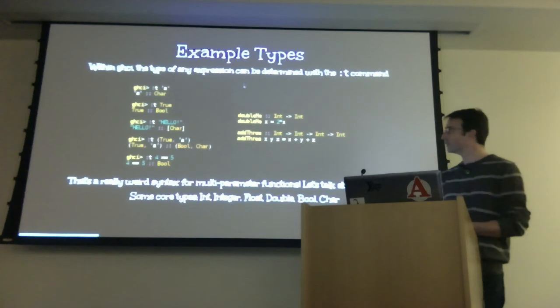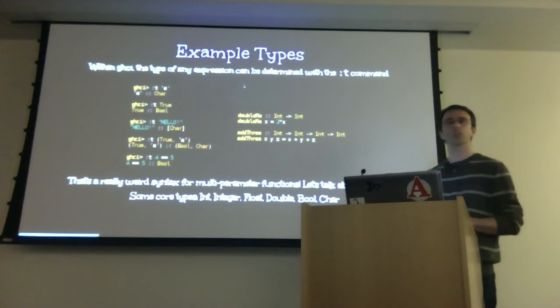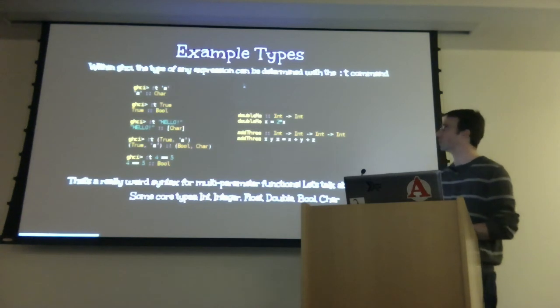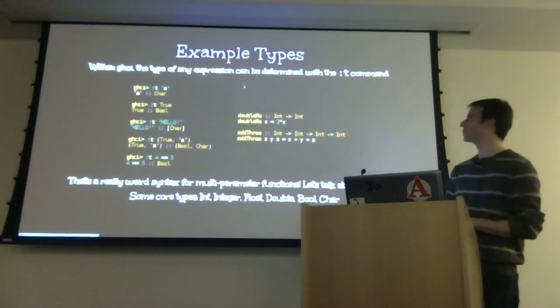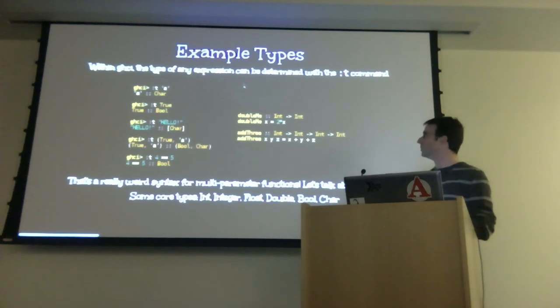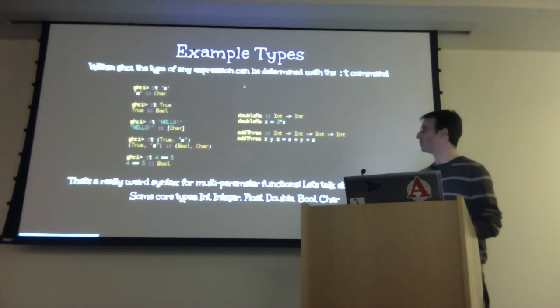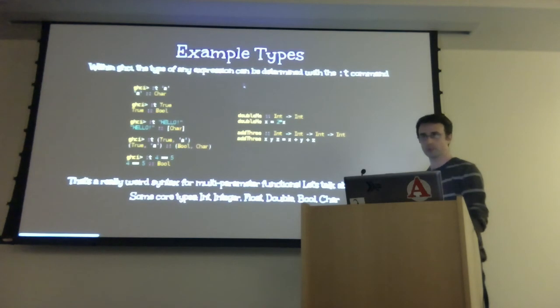Function types look a little different. A single argument function, double me, that we had seen earlier, takes an int to an int. If you had another function that added 3 ints together, these are all very uninteresting functions, like I said, it's int to int to int to int. So that looks a little strange. We'll talk about that later. All right, some common core types: int, integer, float, double, bool, character, the things you'd expect in a real language. Any questions so far?